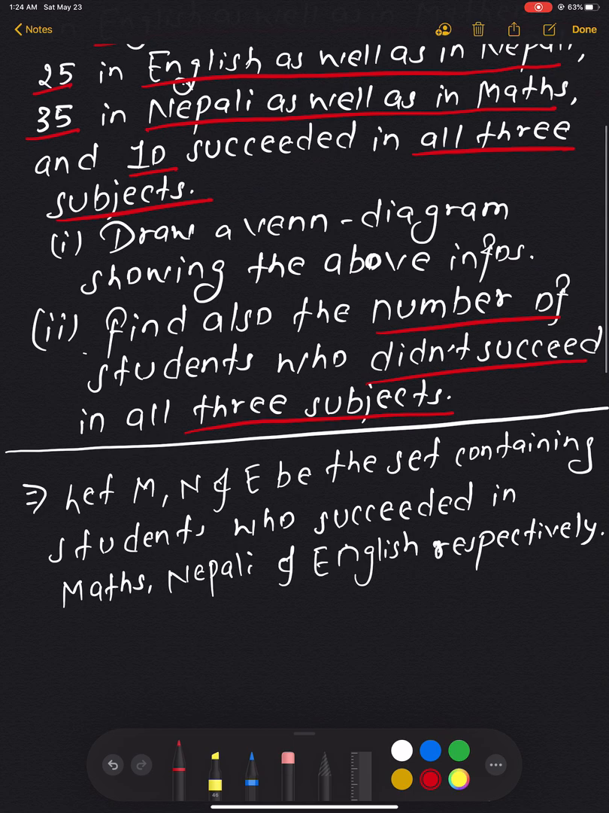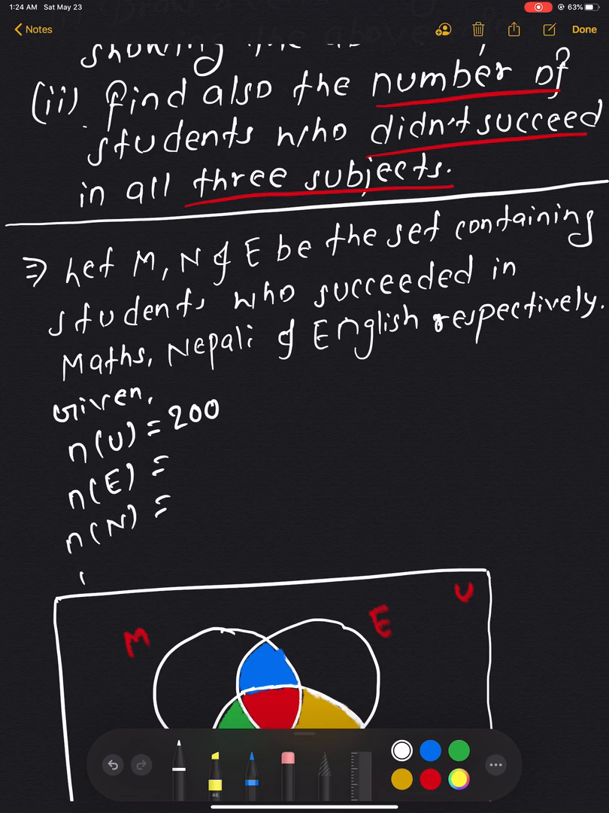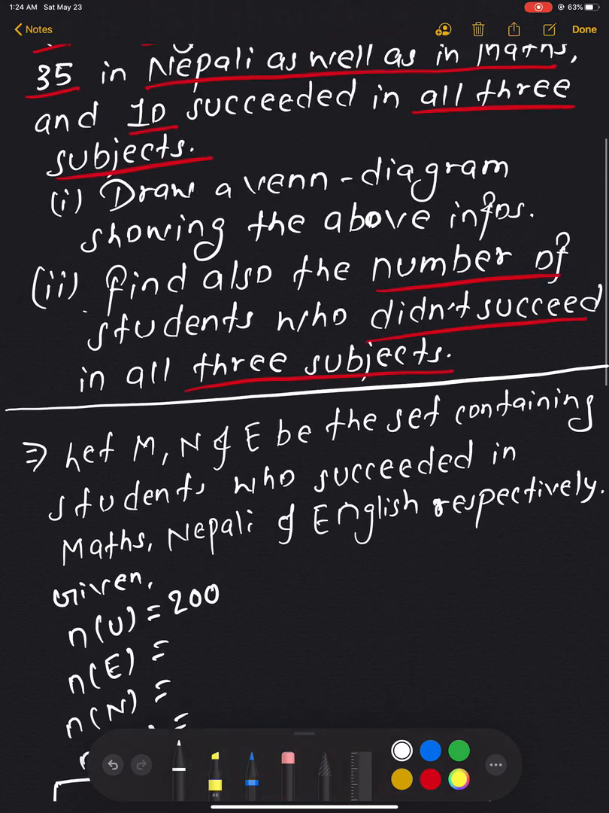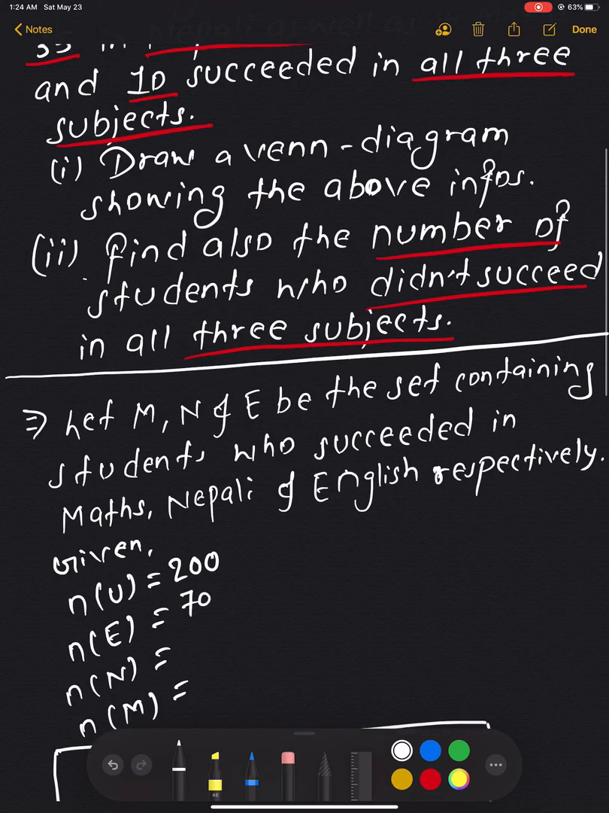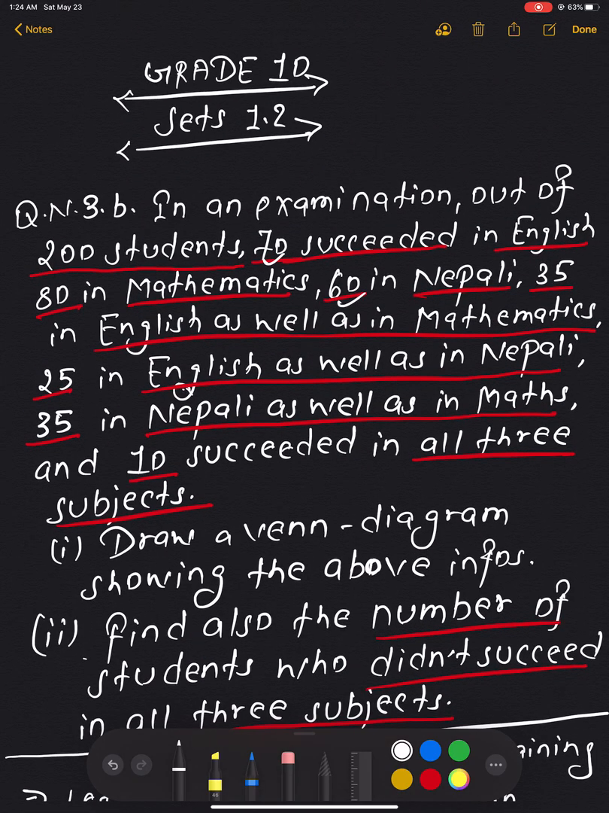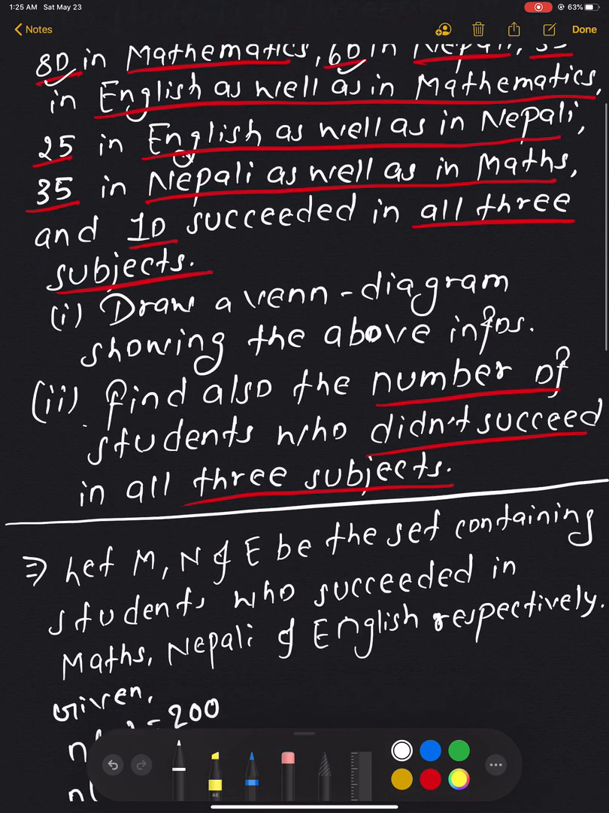So let's consider three sets M, N, E, which contain students who succeeded in math, Nepali and English respectively. So first of all, let's write the given part. So given is n(U), total number of students, is 200. n(E) is your 70, write it down. n(N) is your 60, so write it down 60 over here. And n(M) is your 80, write it down over here.